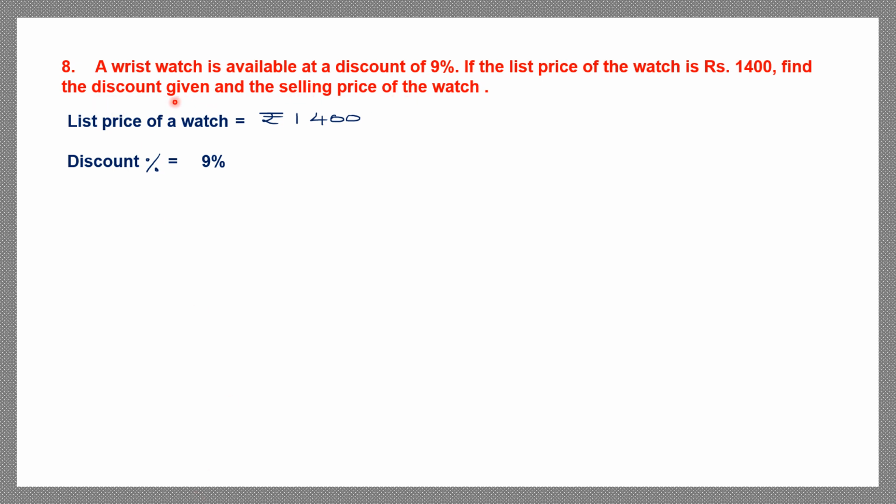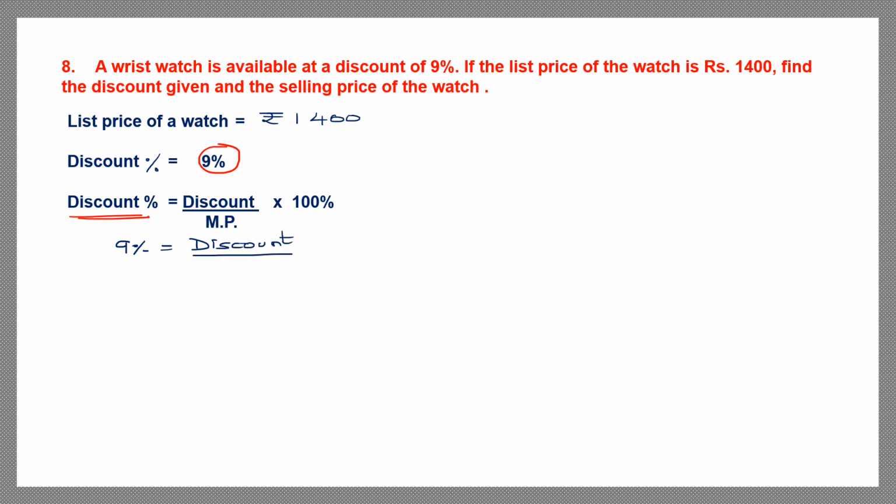To find the discount, we're going to use the discount percent formula, and that is discount percent is discount by the marked price into 100%. Now we already know the discount percent, and that is 9%. So 9% is equal to discount, which we are going to find out, divided by the marked price, which is 1,400. We multiply this by 100%. So here let's cancel. I can cancel the two zeros here and the two zeros here. And I can also remove the percentage sign on both sides.